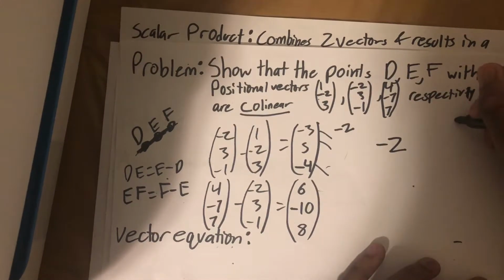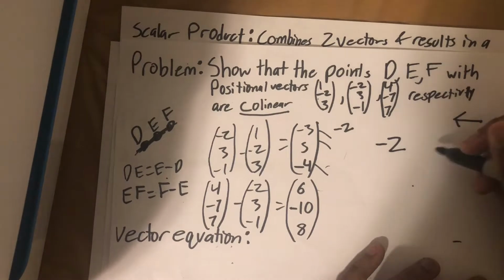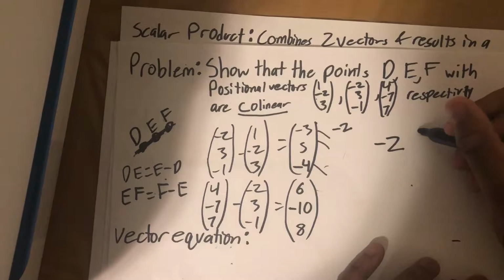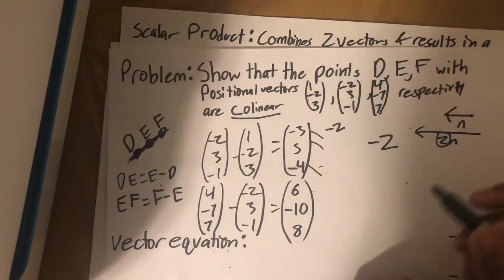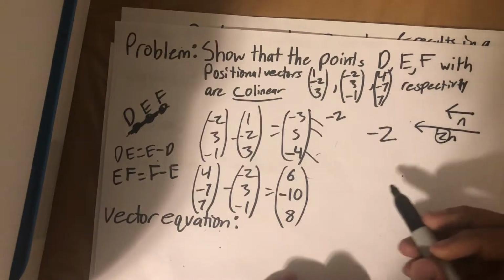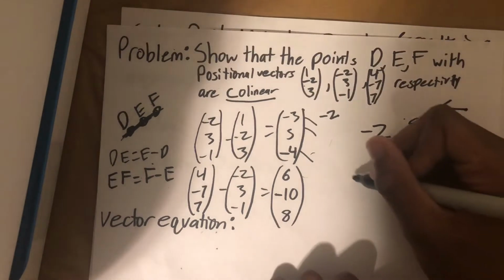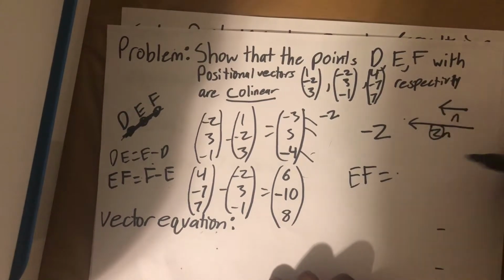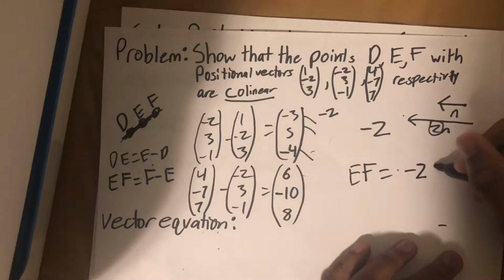So you would have an arrow here. Let's say this vector is this long. If the scalar multiple is 2, it would be double that. So this would be 1n, and about here would be 2n. This right here is the scalar multiple. In this case, the scalar multiple is negative 2. To show that, you would write EF is equal to negative 2 DE.